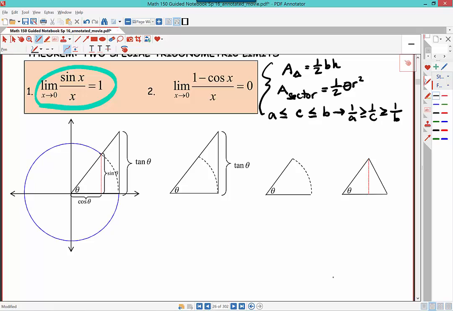So would you agree, first of all, that the triangle that's written on the right that has a height of tangent theta, would you agree that that encloses the largest area of the smaller triangle, which is similar, and the sector? Good. So basically, the area of the largest triangle is the largest area. The area of that sector is the middle area, and the area of the smaller triangle there is the smallest area. Good so far?